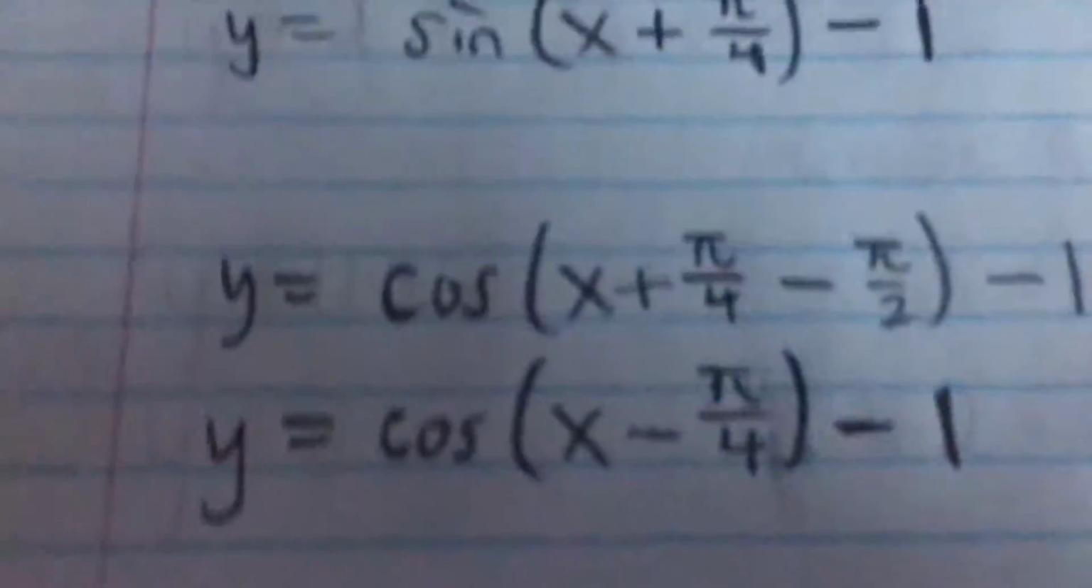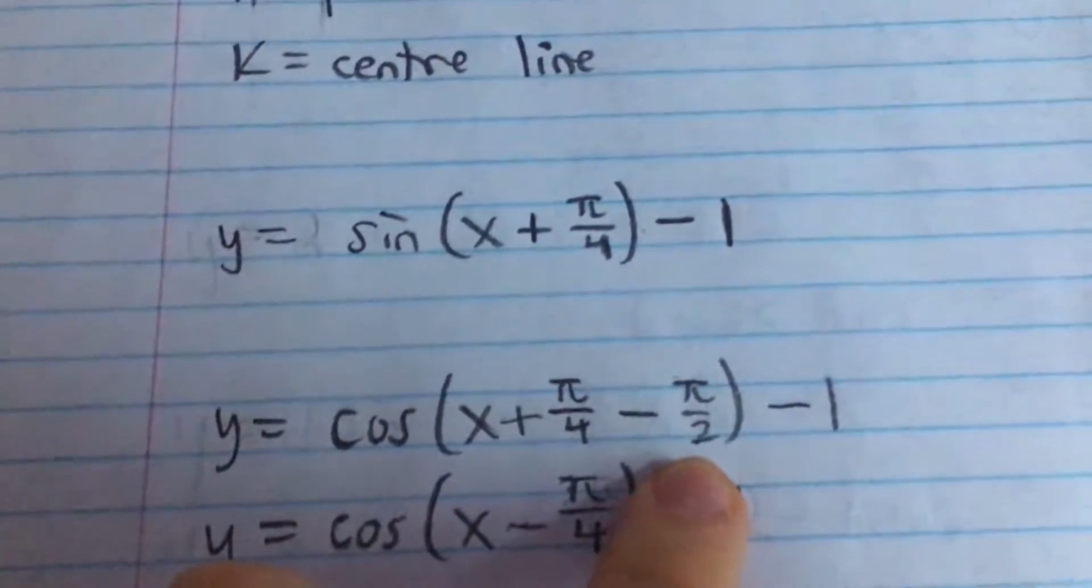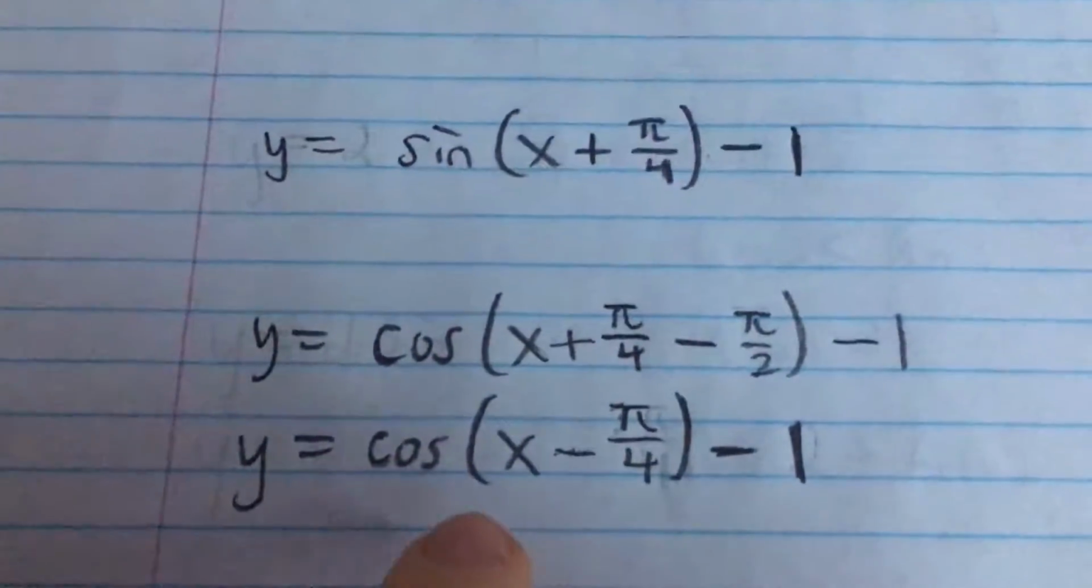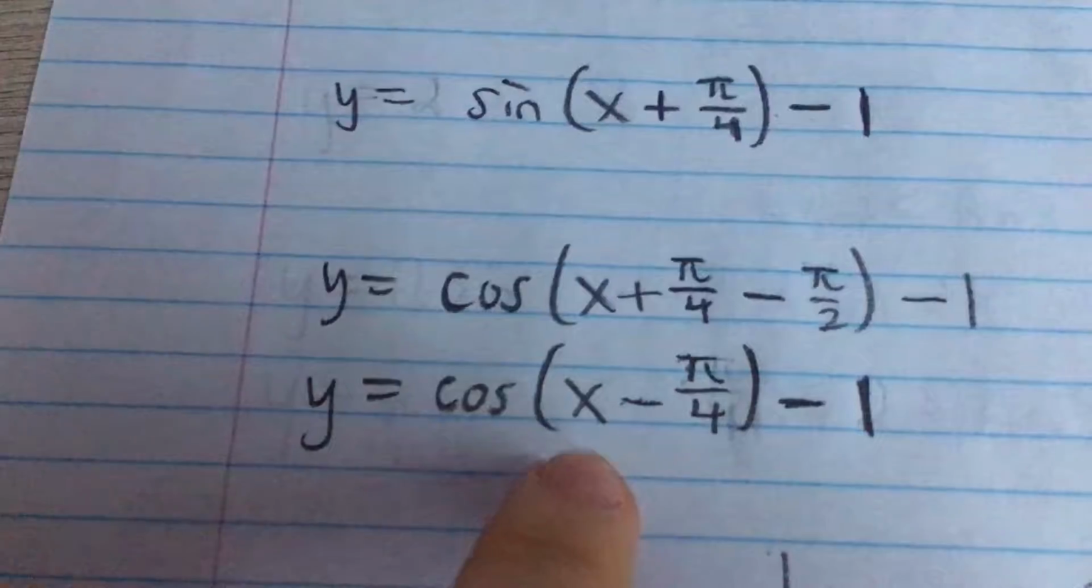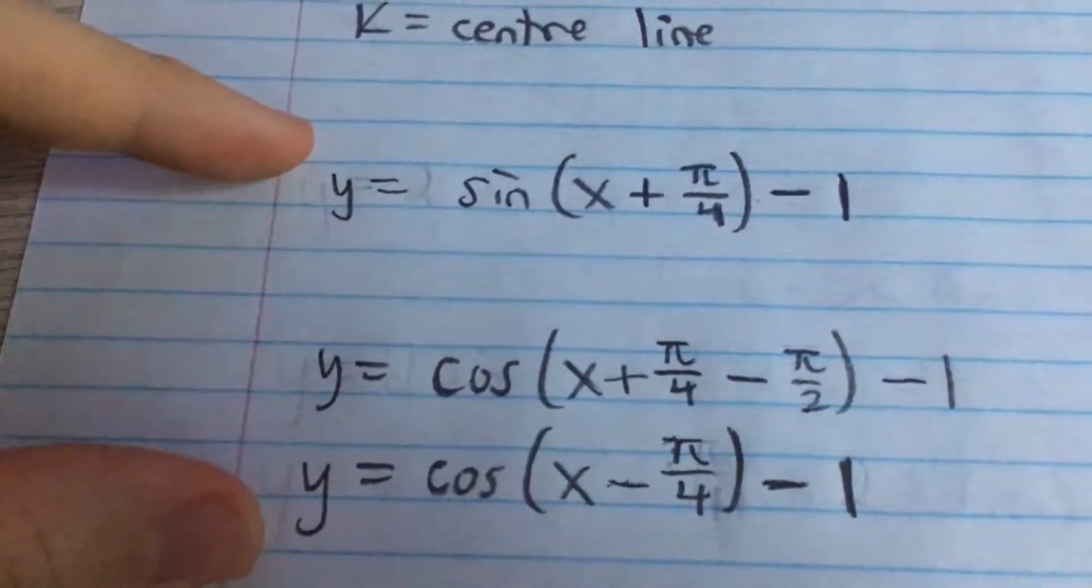So that's what I'm going to do. I'm going to write it as cosine, but subtract pi over 2, because subtracting pi over 2 shifts to the left in terms of shifting. So in other words, y equals cosine of x minus pi over 4, minus 1. These two are the exact same.